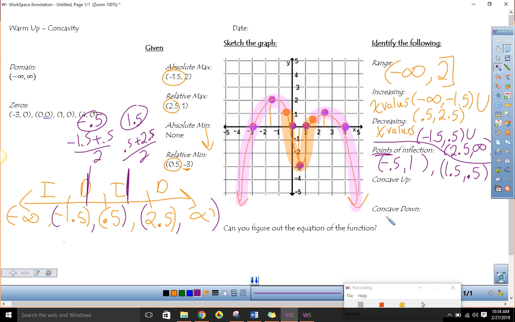So I'm concave down all the way over. This again is just like increasing and decreasing where we use x values. So from negative infinity, where do I stop being concave down? At negative 0.5. Good. And then once I stop being concave down, what am I now? Concave up. I'm concave up from negative 0.5 until where? 3/2, or the 1.5. I don't care if you put decimals or fractions here. And then I pick up again and I start being concave down until the end of it, all the way to infinity.